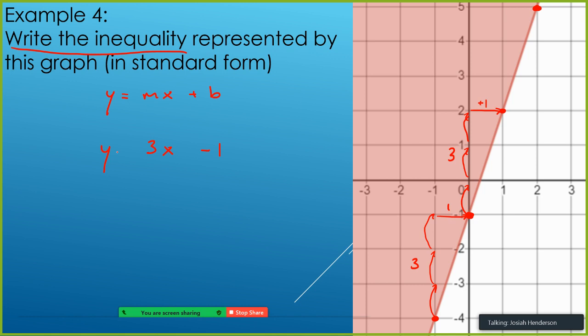Let's put our y in there, and now we've got to deal with the symbol. So you all see the graph. Is the shading above or below the line?